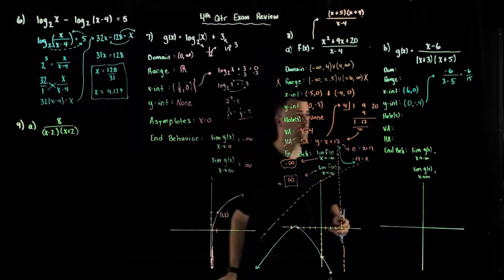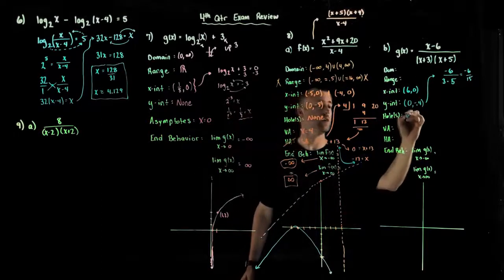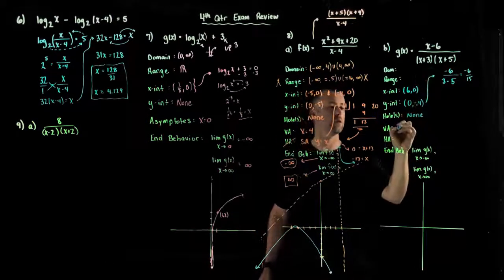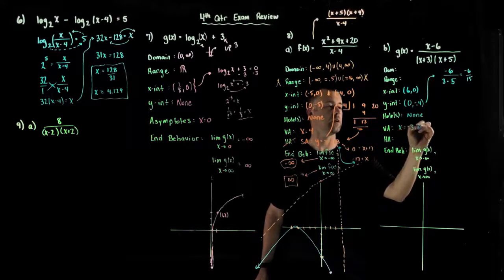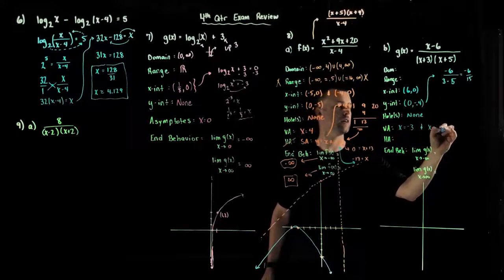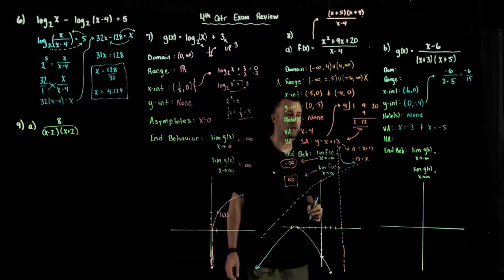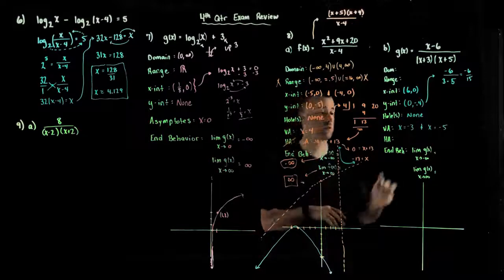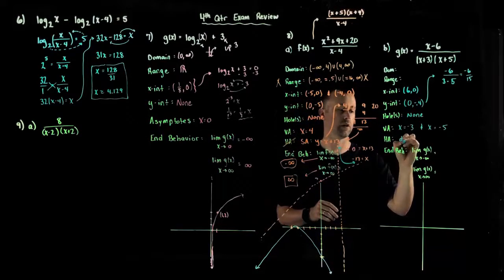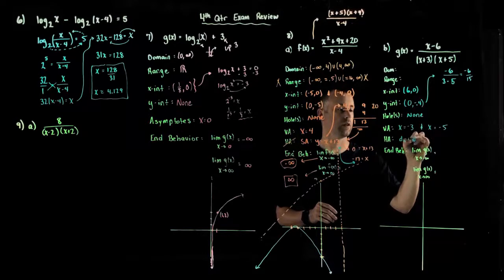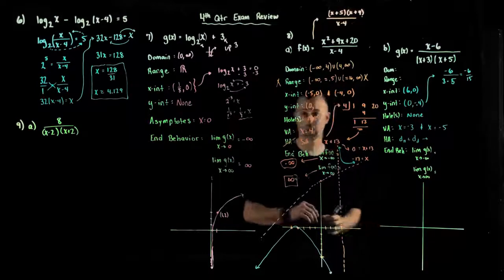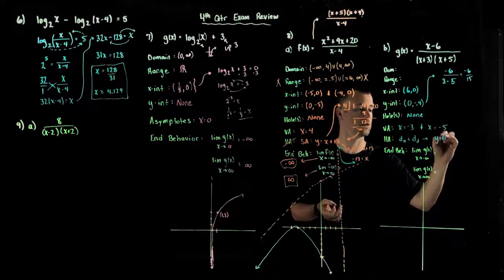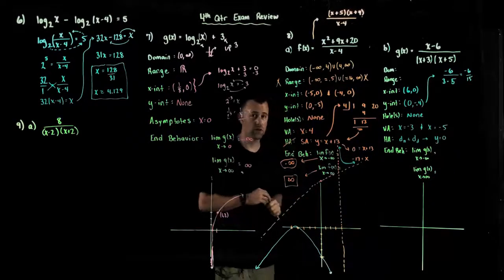And now your holes, there are none because no factors cancel. So I'll just say none here. Vertical asymptote is where the denominator is set equal to 0. So I'm going to say x equals negative 3 and x equals negative 5. So those are going to be my two vertical asymptotes. Now when we do horizontal asymptote, I actually do have a horizontal asymptote. The key here is the degree of the numerator is less than the degree of the denominator. When that occurs, your horizontal asymptote is always going to be y equals 0. So that's going to be your horizontal asymptote for 8b.